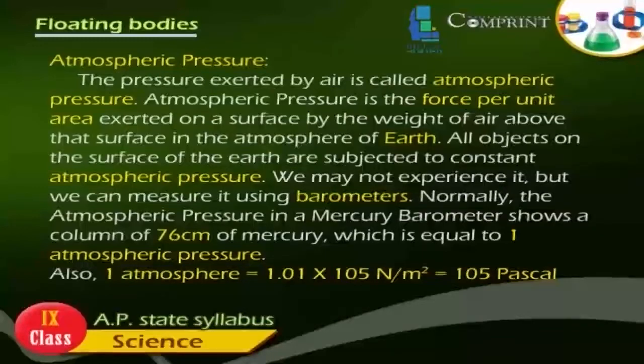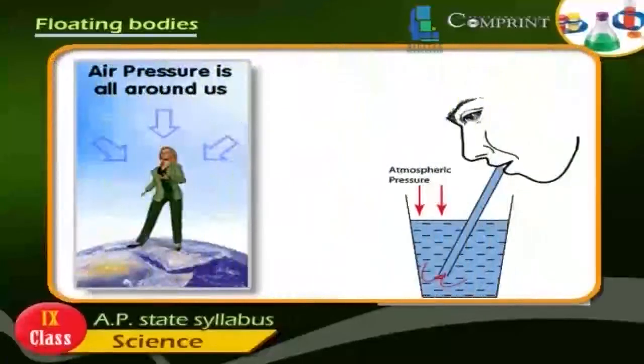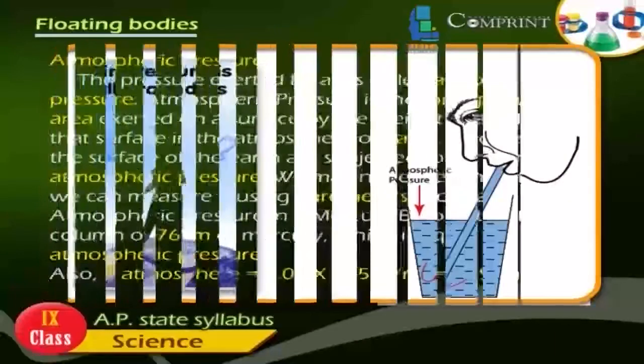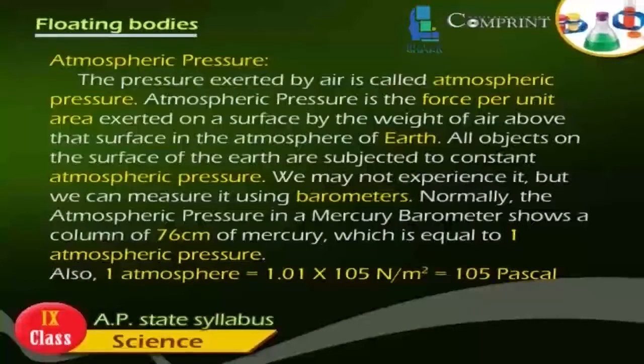Atmospheric pressure. The pressure exerted by air is called atmospheric pressure. Atmospheric pressure is the force per unit area exerted on a surface by the weight of air above that surface in the atmosphere of Earth. All objects on the surface of the Earth are subjected to constant atmospheric pressure. We may not experience it, but we can measure it using barometers.